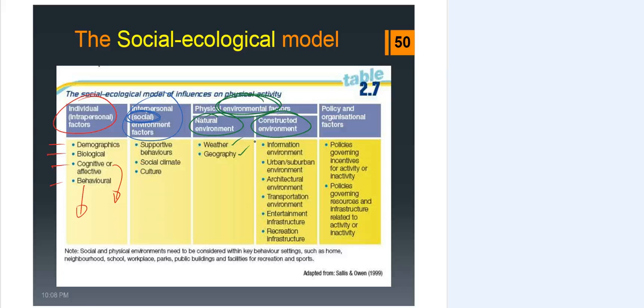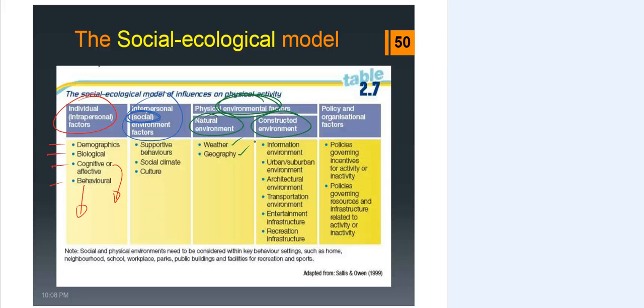Our constructed environment is mainly looking at what we can alter, what we can construct. Can we build things? So can we build a skate park? Can we put in footpaths? Can we change the lighting to make people feel safer in areas? Can we build an indoor swimming pool? Can we install showers in a workplace or a change room in a workplace? Can we install bike racks in a workplace?